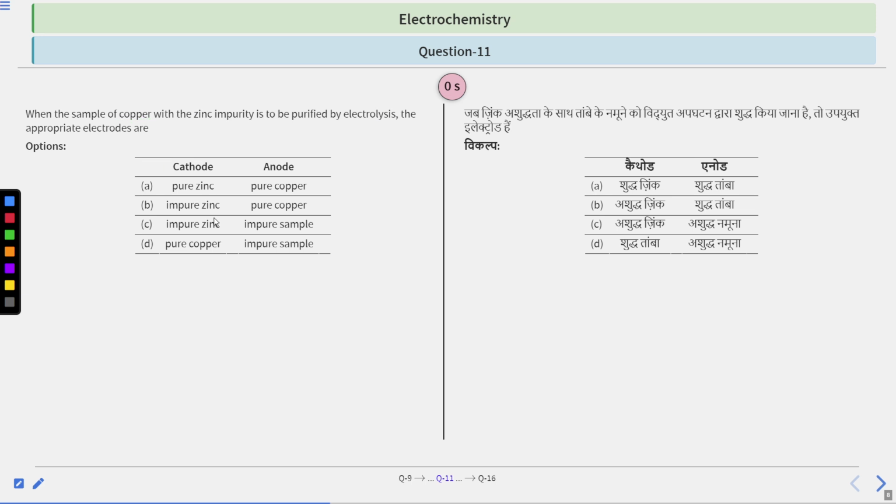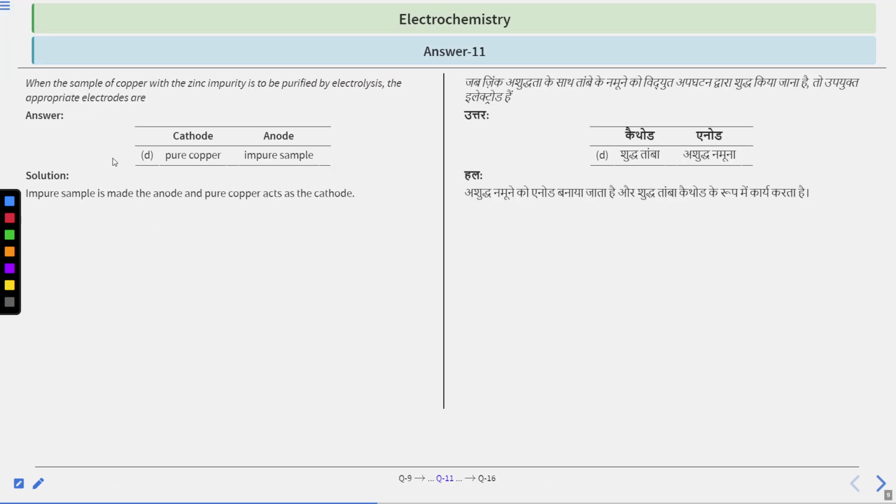Okay, let's see the correct answer. That is option D. So the cathode should be pure copper, and the anode should be the impure sample. The impure sample is made the anode, and pure copper acts as the cathode in the process of purification of the impure metal by the electrolysis process. Thus, option D is the correct answer.